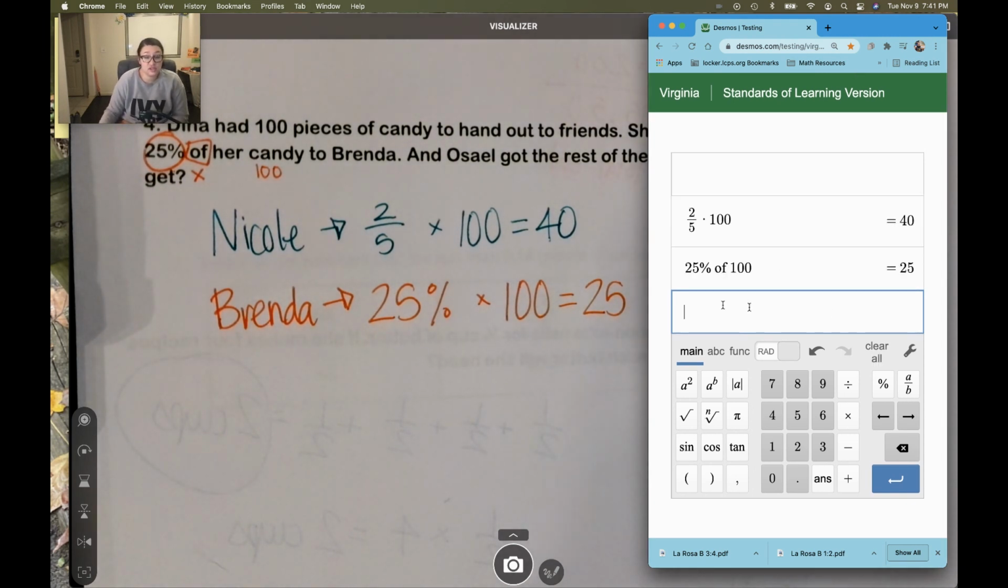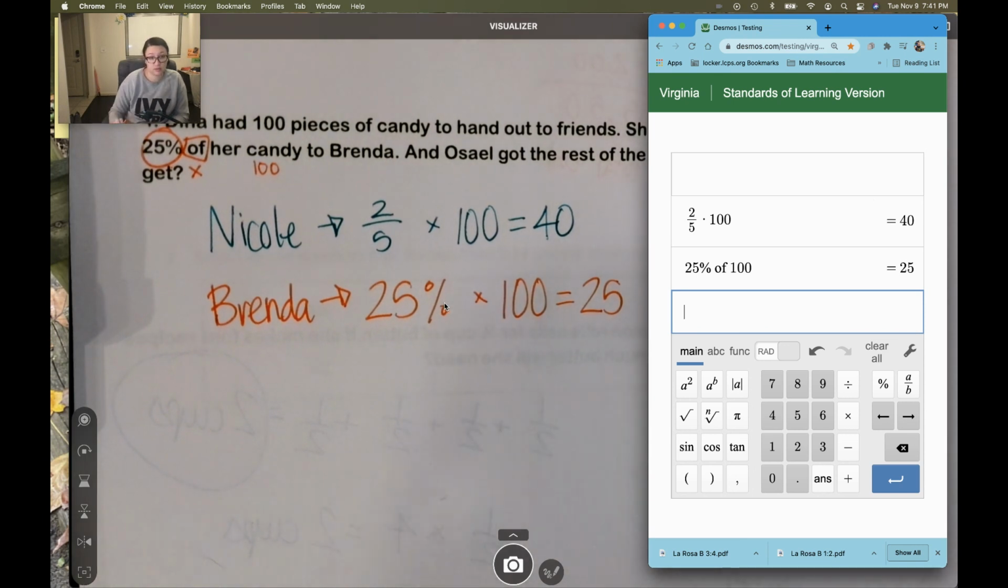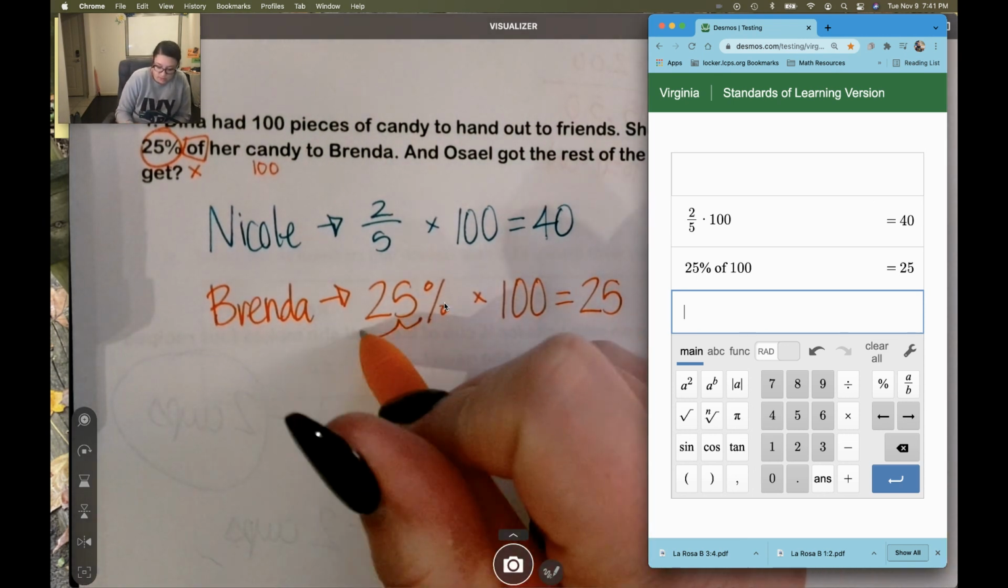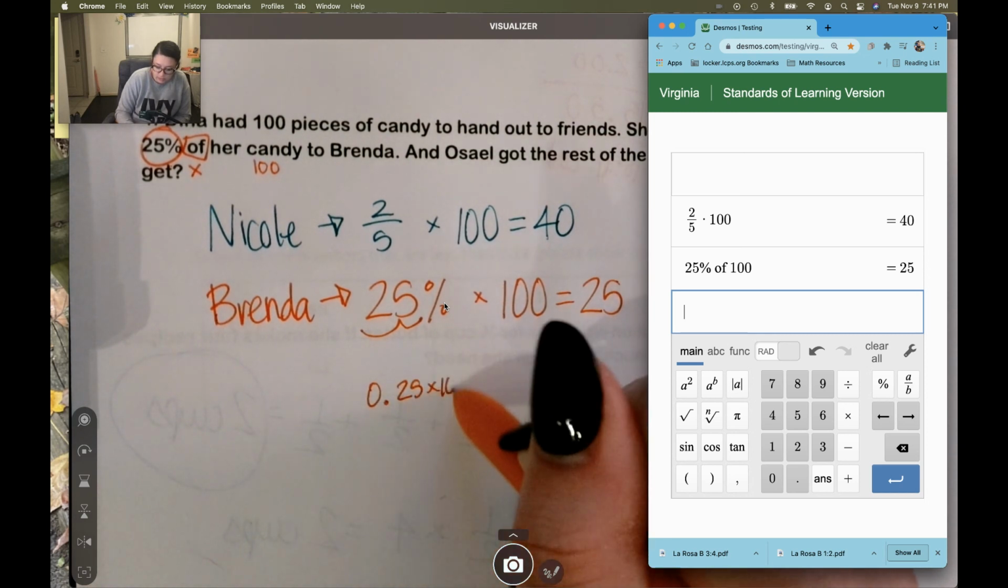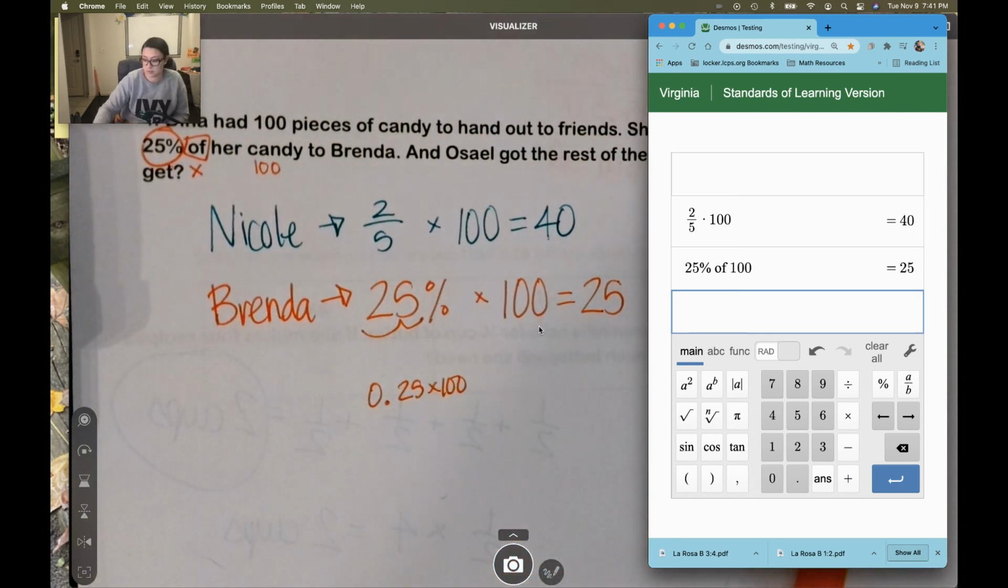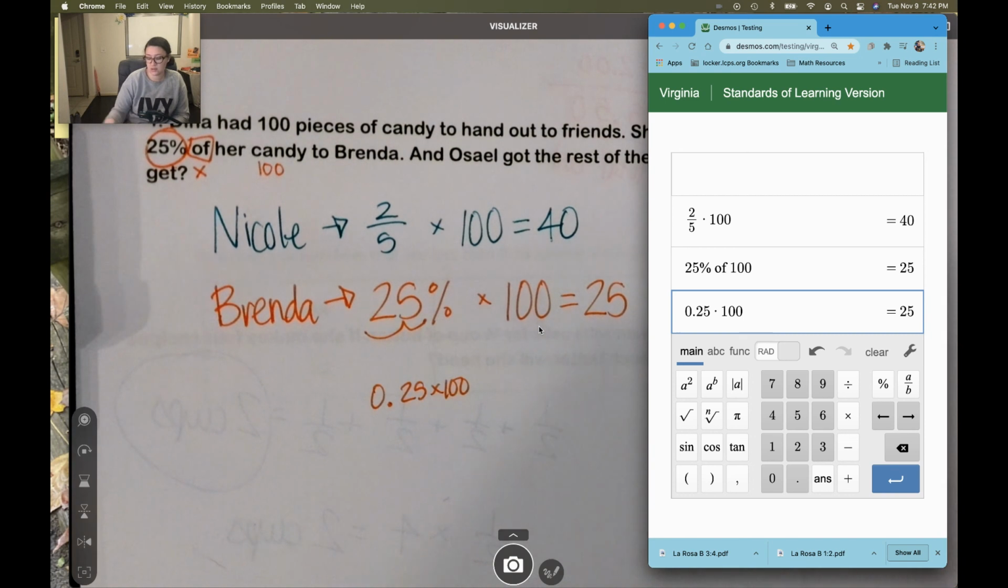And another way you could do it is you could convert that percent to a decimal. If you want to do that, that's totally fine. Move that decimal to the left. So you'd be doing 0.25 times 100, and you'll get the same answer. 0.25 times 100, I'd still get 25 pieces. Either way works.